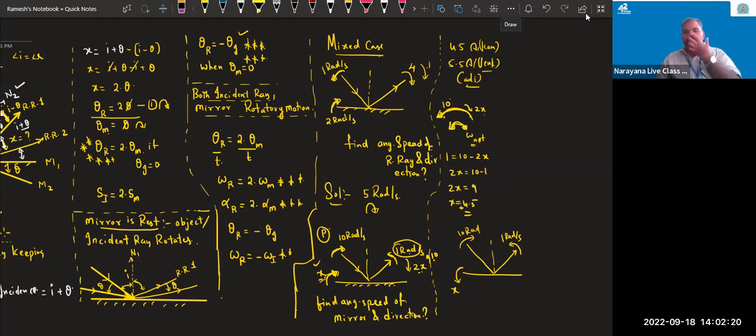This time I will assume the mirror rotated anti-clockwise. Because of the mirror rotation, 2x will come as the reflected ray's angular speed. This step understood? And because of the incident ray rotation, clockwise will come and 10 will come. But here, which is very big? 2x. So I can write 1 equals 2x minus 10. So 2x equals 11, x equals 5.5. Both are correct answers.